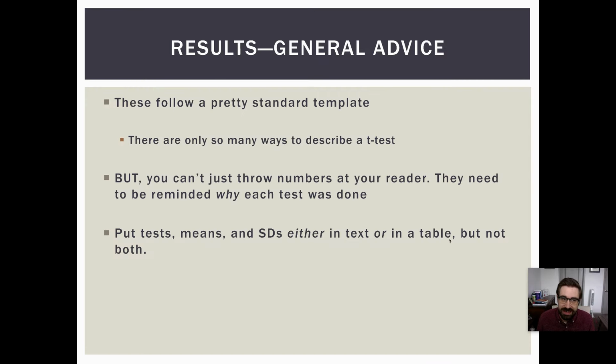So, starting with some general advice, your results are going to follow a pretty standard template. There's only so many ways to describe a t-test. If you find a template of somebody describing a t-test, and there are some out there, if you want to just Google how to describe an independent samples t-test, there are examples of how to do it. You may receive a template from me or from somewhere else on how to describe a t-test or how to describe an ANOVA. And using that template and changing things to fit your own data.